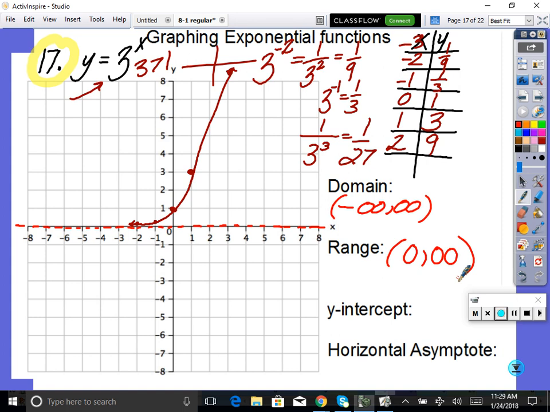Now our y-intercept is when x equals 0, so plug in 0. 3 to the 0 is 1, so you'd say 0, 1. And our horizontal asymptote is, x is changing, notice, but y is always 0. You'd say our horizontal asymptote is at y equals 0. Now, fun fact, exponential functions that are not shifted will always have a horizontal asymptote at 0. And you'll see that's true no matter what.